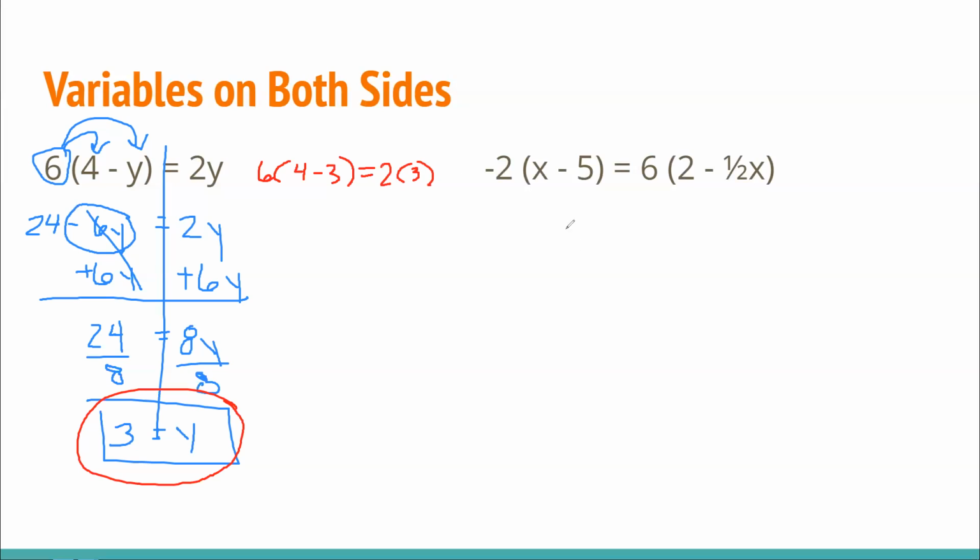Now I'm going to go through and solve it using my order of operations. So first comes parentheses, so I've got 4 minus 3. So I've got 6 times 4 minus 3 is 1, equals 2 times 3. Now I'm going to do my multiplication. 6 times 1 is 6. 2 times 3 is 6. Now I've got 6 equals 6. That is a true statement, so I know my solution is correct.